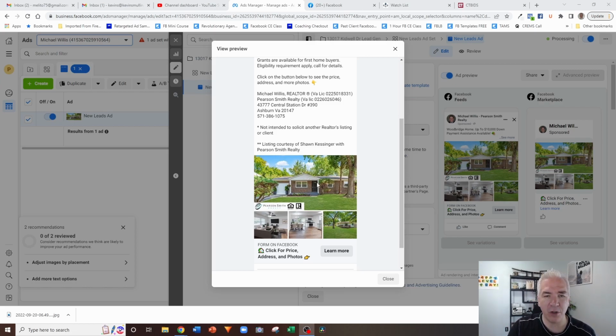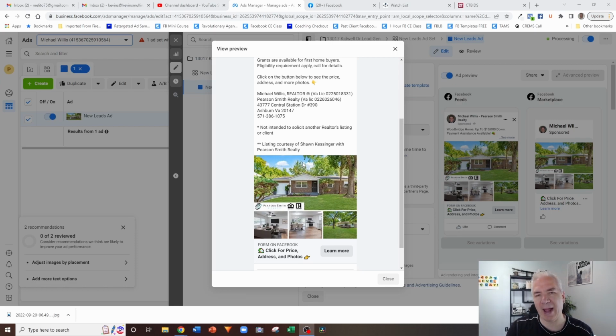But basically what we're doing is we're giving enough information about a home, and we're withholding the price, the address, and the rest of the photos. That's what's giving people a reason to click on the ad, to fill out their contact information in order to get that information that we've promised. And then once they do that, there's a link that takes them to a website that gives them all the home information that we promised to give them.